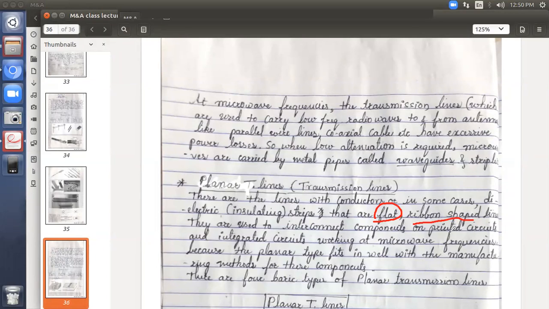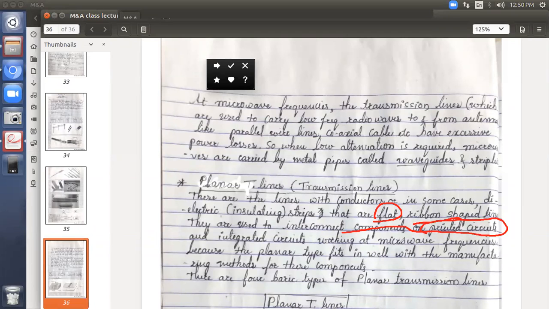Its thickness will be very small, but it will be long. So it is a ribbon shaped line. They're flat, their dimensions are flat, and it is ribbon shaped. The thickness is very small. So such kind of lines, transmission lines, are called planar transmission lines. They are used to interconnect the components on printed circuits.